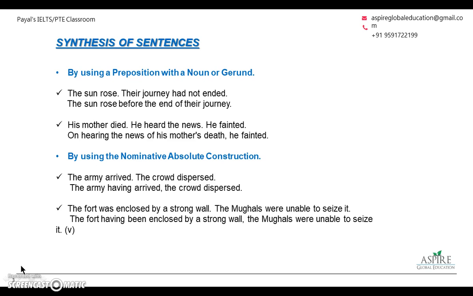Okay, let's take a few more examples. The army arrived, the crowd dispersed. The army having arrived, the crowd dispersed. Similarly, the fort was enclosed by a strong wall. The Mughals were unable to seize it. So here, I have a common subject, the fort. So I can keep it in the beginning and then try to create a complex sentence. The fort having been enclosed by a strong wall, which is the description of the fort, the Mughals were unable to seize it.